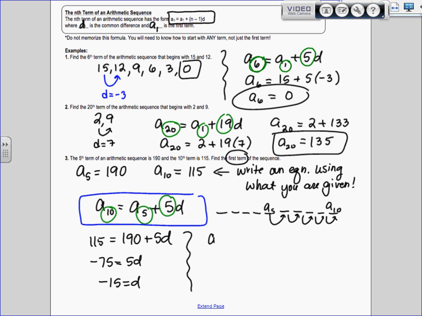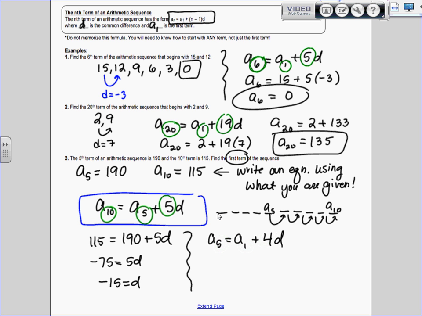So I'm going to say A sub 5 equals A1 plus, so how many differences would it be? I'm going from the first to the fifth. I need 4 common differences. Do you guys see? Because it's the subscripts that you're worried about. To get from the first term to the fifth term, I need 4 swoops. Okay.